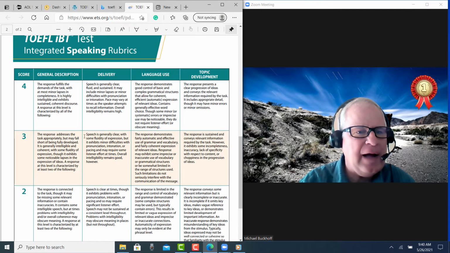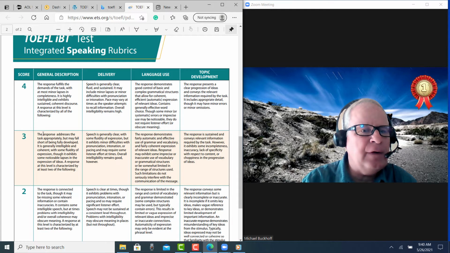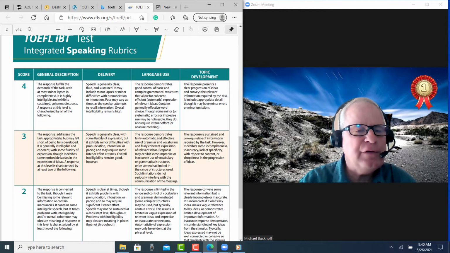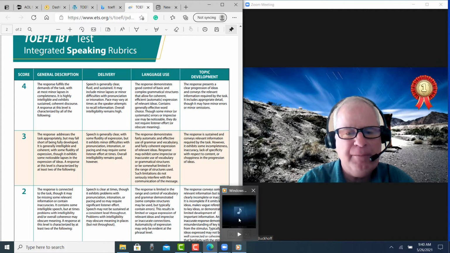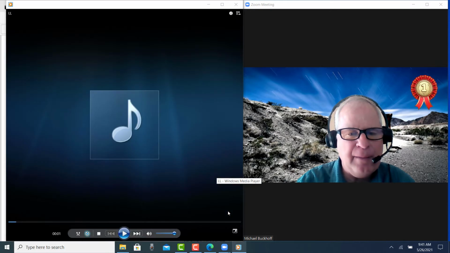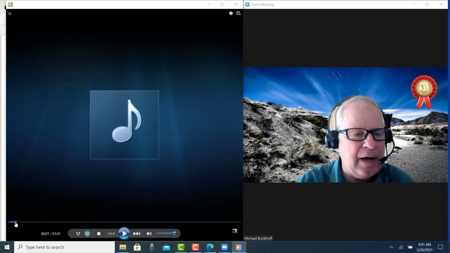If you look at the rubric up here: speech is generally clear but exhibits minor difficulties with pronunciation, may require some listener effort at times. Okay, let's listen to your practice test one more time. I'm going to kind of break it up. Let's see how you did in the beginning, and we'll go from there.